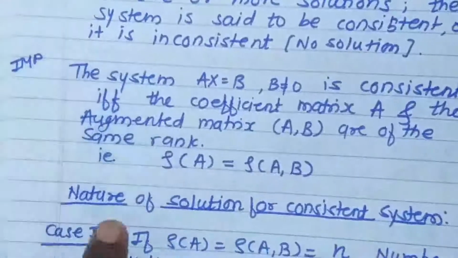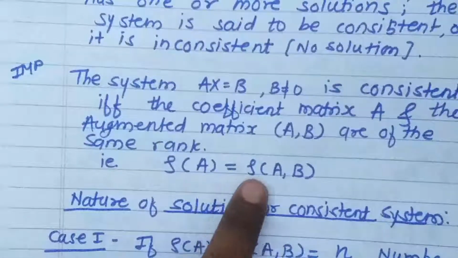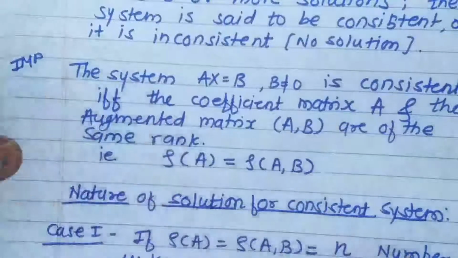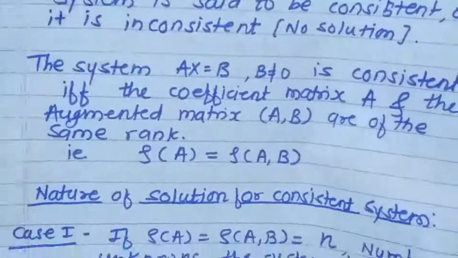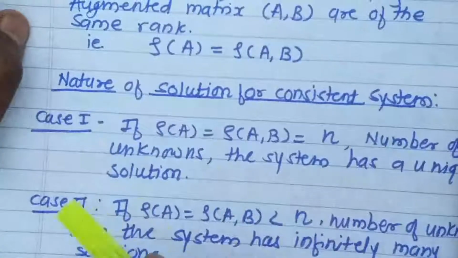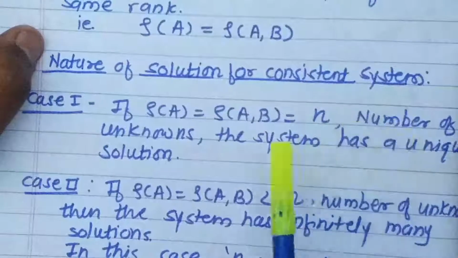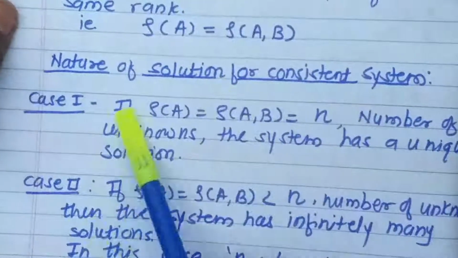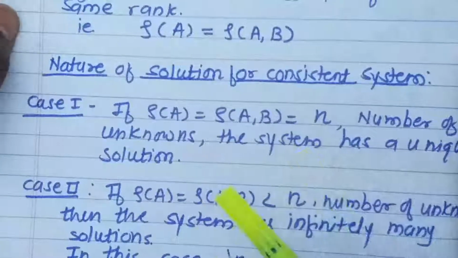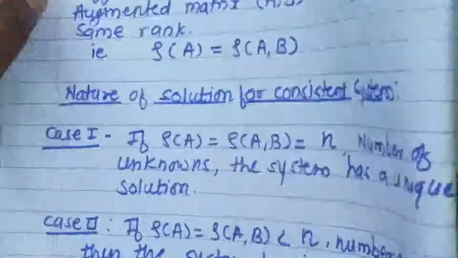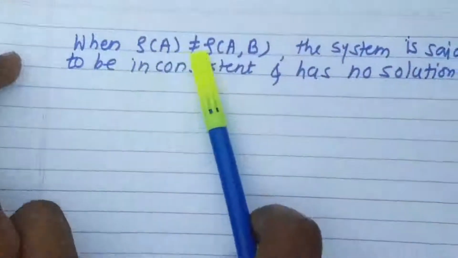For checking consistency, we check whether these ranks are equal or not, and once we decide it is consistent, we need to calculate the solution also. For calculating the solution, we have to decide one more thing: whether the solution is unique or infinitely many. That can be decided from these 2 cases, and after that we can determine the required solution, which is unique or infinitely many.